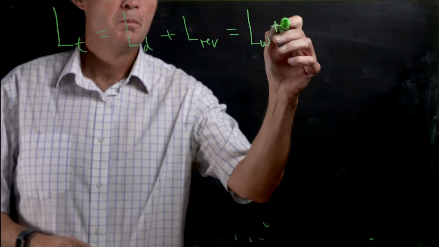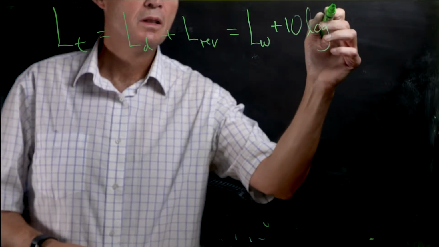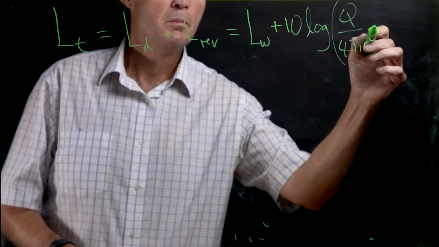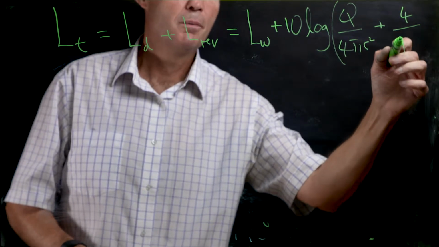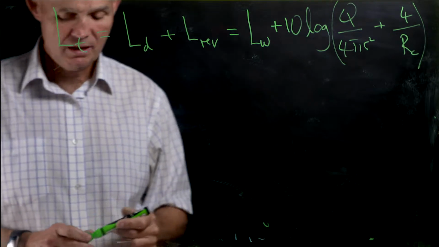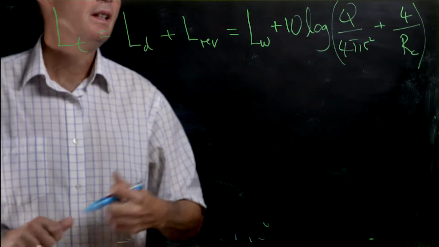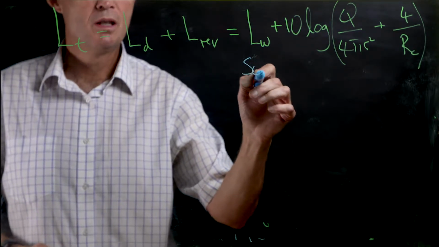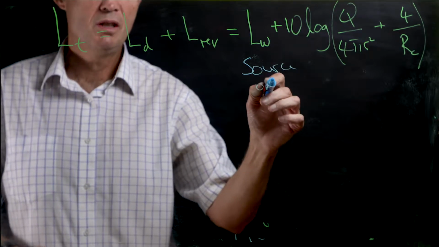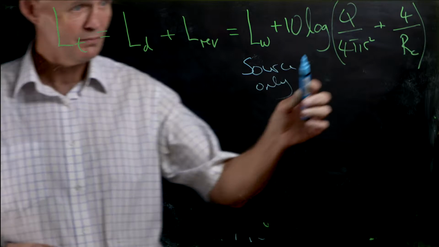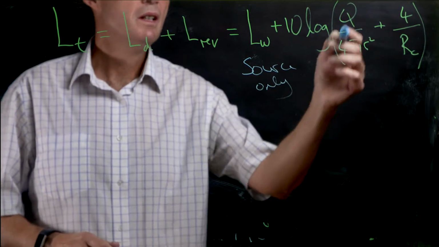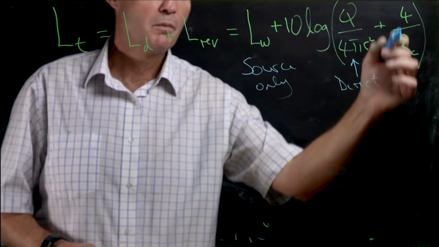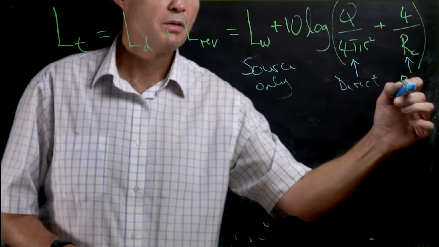LW plus 10 log of Q divided by 4 pi r squared, plus 4 divided by a parameter called RC. So in this formula, LW is the sound power level. This is basically a property of the source only. It isn't determined by anything else. The first term in the log function is what we call the direct field component, and the second term is the reverberant field component.